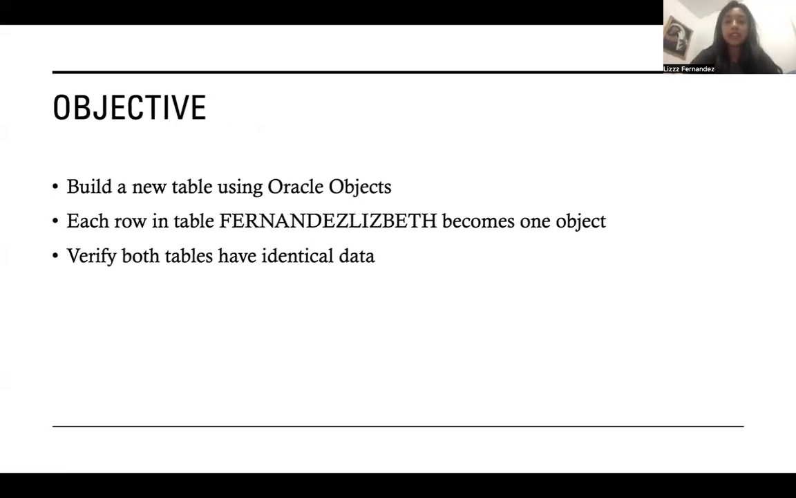So, the objective of this task was to convert my relational table called Fernandez Lizbeth into an object-based table. Each row in the original table has 7 attributes for both male and female, such as life expectancy and number of lives. I wanted each row to become a single object that encapsulates all those values, and finally, I verified that the data in both tables match exactly.